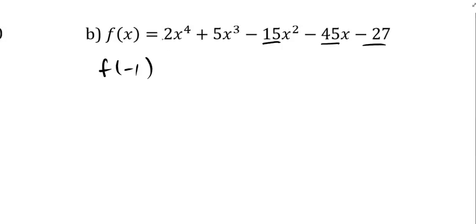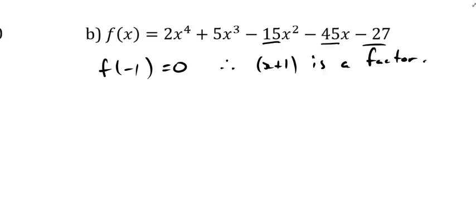Because that would make that -32. No, -1, sorry. That would be -2. No, 2 minus 5 minus 15 plus 45 minus 27. So this is 0. Therefore, x plus 1 is a factor. So we have to do synthetic division here. I'm going to let you try this for practice.